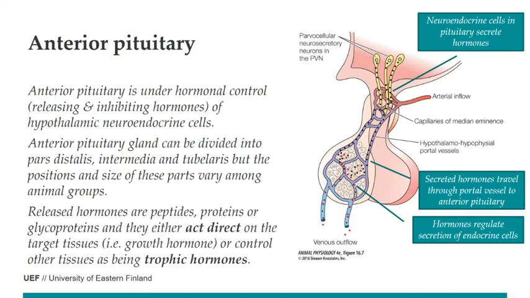Everything that is released from the anterior pituitary is a peptide or peptide-related hormone. Peptides are a little bit larger, so in that case it's a protein, or it can also have some sugar, so it's a glycoprotein. And they can have two kinds of effects. Either they act directly on the target tissue, like growth hormone, or they control other tissues by other hormones, and that's why they are called trophic hormones.